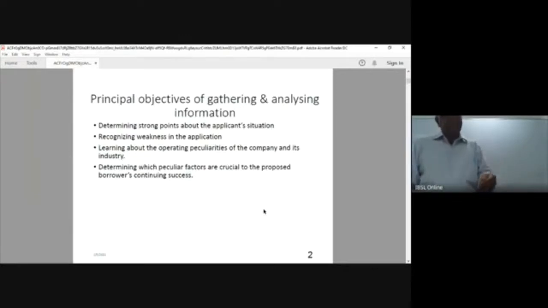Then, determining which peculiar factors are crucial to the proposed borrower's continuing success. Again, risk identification. For all these things, you must collect information about the applicant as well as his industry and the facility he is requesting. These are the principal objectives of gathering and analyzing information.